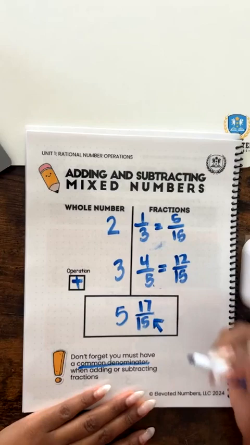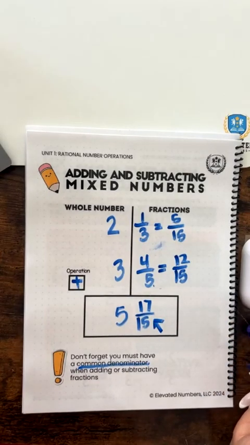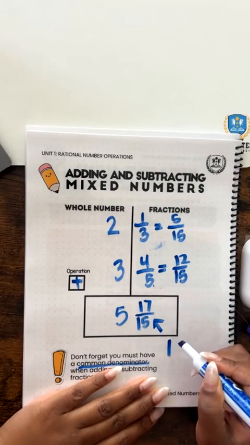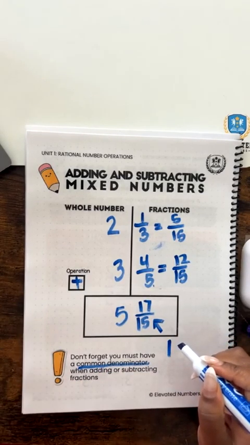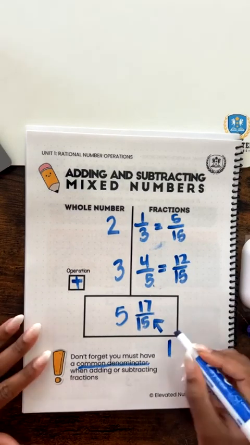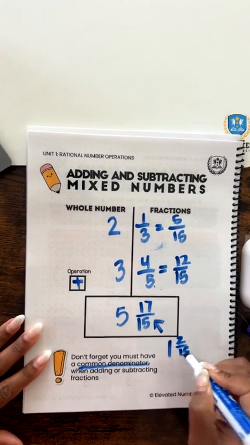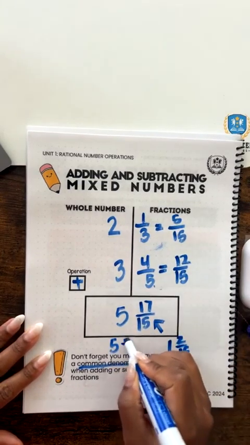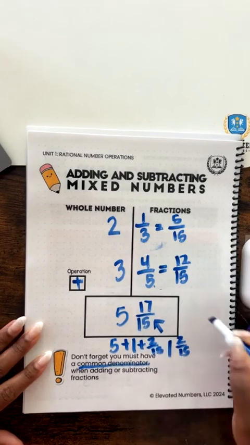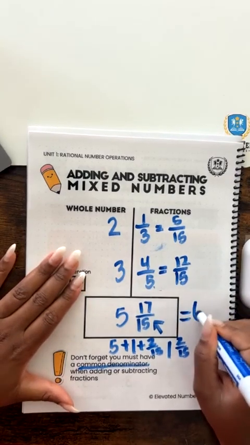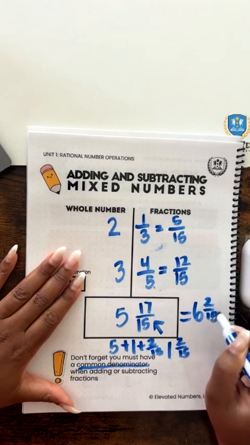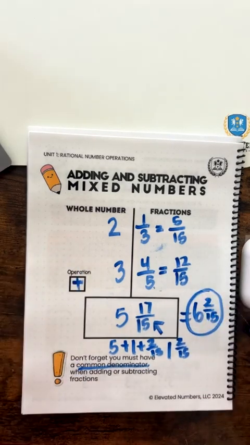So here's where you need to ask yourself, okay, 17 out of 15 is actually one whole, right? Because 15/15 would be a whole. And what's left over? Well, 16, 17, 2/15. So we need to add 5 plus 1 plus 2/15. Okay? And that equals 6 and 2/15.